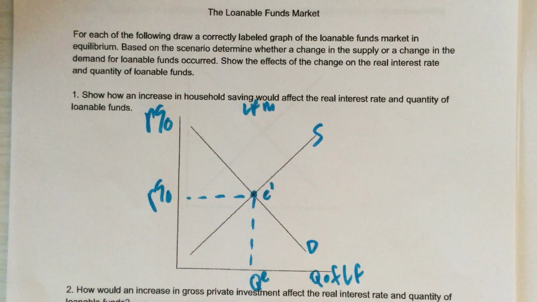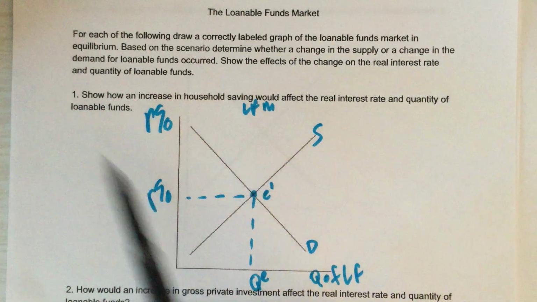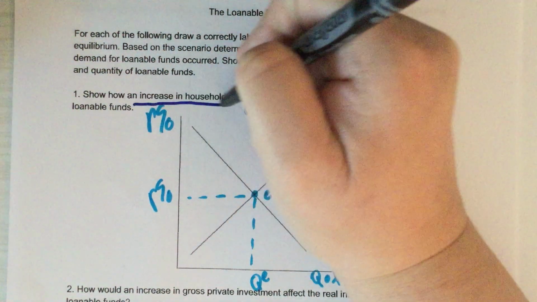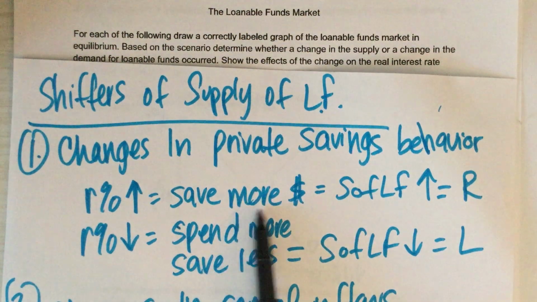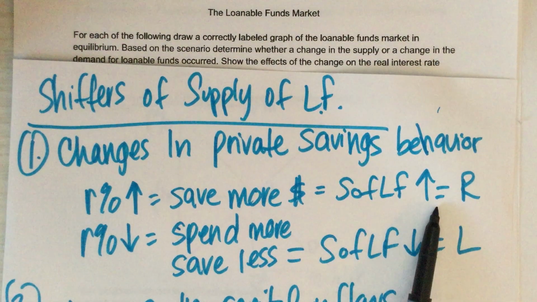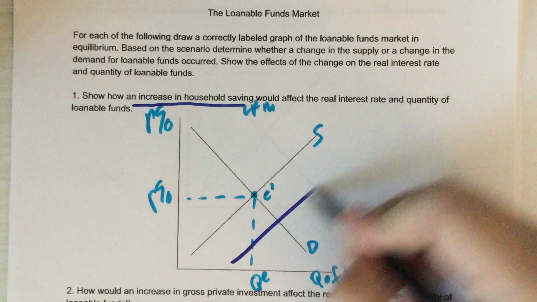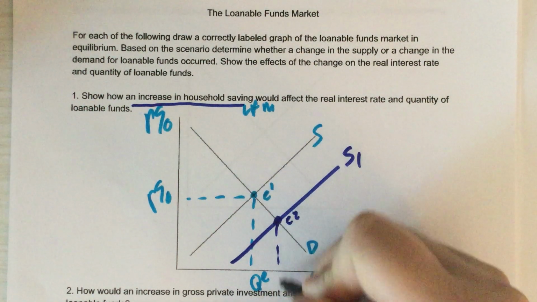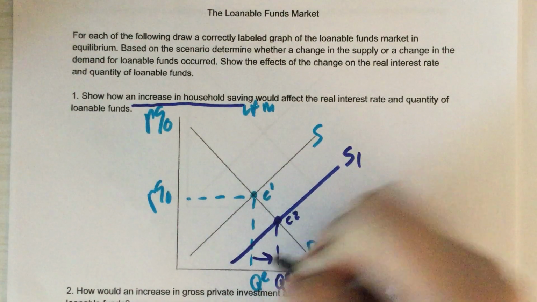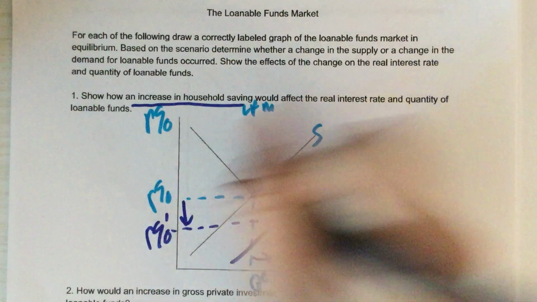It says show an increase in household savings, how an increase in household savings would affect the real interest rate and the quantity of loanable funds. Well, if we are increasing our household savings, if we go back to over here, if we are saving more, then the supply of loanable funds will go up and it'll shift to the right. So my supply of loanable funds is going to increase and go right. Here's my new equilibrium, QE1. My quantity of loanable funds has gone up and the real interest rate will have gone down.